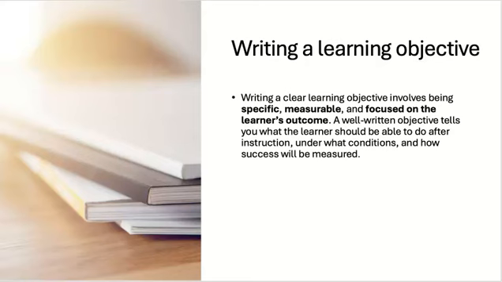Writing a learning objective is a skill. It is not something that comes naturally to anyone, especially people who've never been taught how to teach. So writing the learning objective, you need to be as specific as possible. Make sure that the verb you include is measurable. More on that in the next slide. And focus on the outcome. A well-written objective is going to tell you and the students what the learner should be able to do after instruction.